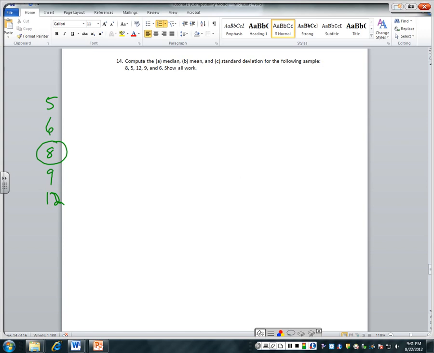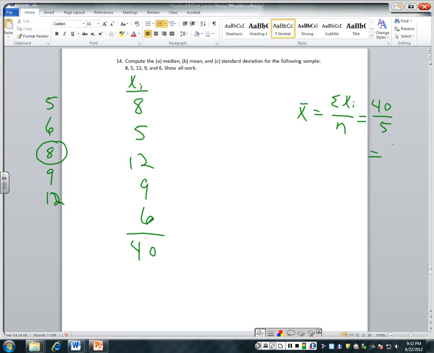So to compute the sample mean, you could leave them in that order, but I'm going to just do this in the order presented in the problem. You do not have to put the numbers in order to compute the mean and the standard deviation for the sample. So to get the sample mean, add up the x's and divide by n. That looks like 40. So the sample mean is 8.